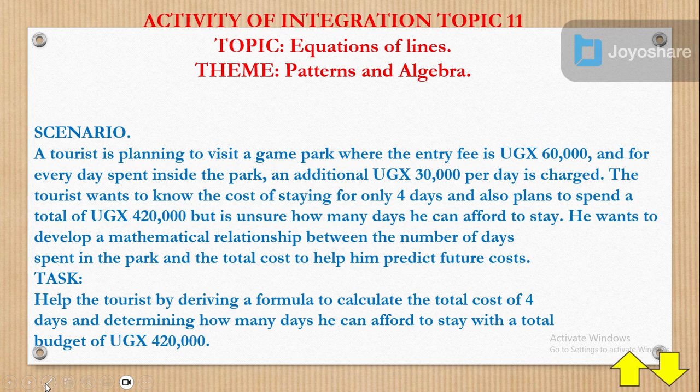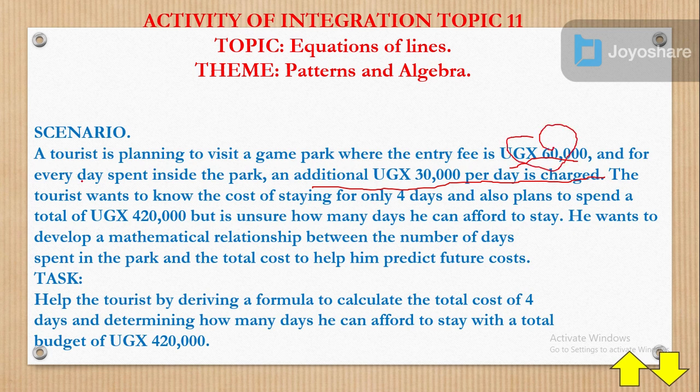Okay, they're saying a tourist is planning to visit a game park where the entry fee is Uganda shillings 60,000, and for every day spent inside the park, an additional fee of 30,000 per day is charged. Now take note, this 60,000 is the entry fee. It doesn't change, it is ever like that.